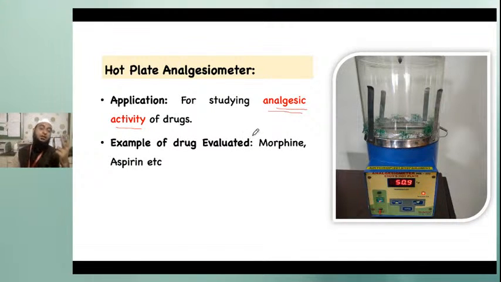One is the narcotic analgesic. An example of a drug belonging to the class of narcotic analgesics is morphine. And the second is the non-steroidal anti-inflammatory drug. The drug belonging to the category of NSAID is aspirin. Likewise, there are many drugs, so I have quoted just one example from each category. So the point to be remembered in case of the hot plate analgesiometer: what is the application? It is used for studying analgesic activity of the drug. Which drugs can you evaluate? You can evaluate both narcotic analgesics as well as non-steroidal anti-inflammatory drugs.